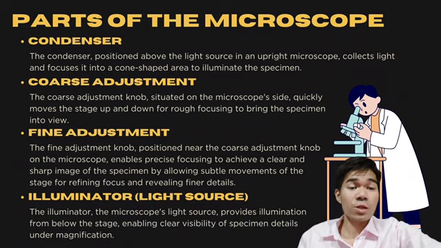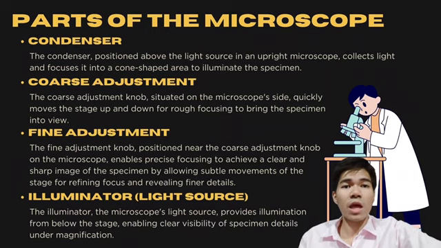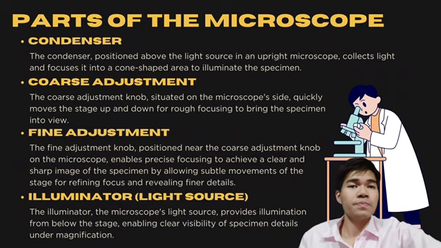Now we have the illuminator. So the illuminator or the light source is the microscope light source. It provides illumination from below the stage, enabling clear visibility of the specimen details under magnification. So this illuminator or light source can be made out of mercury or tungsten.